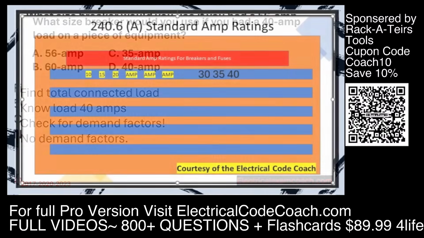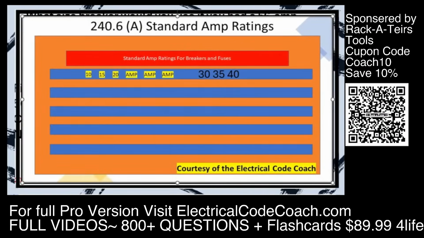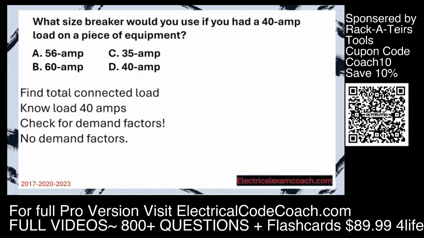We're going to head to table 240.6(A). Even though we feel confident that it's a 40, I want you to always be in the practice of flipping to the table and verifying that you have the correct size breaker. And in this case, we land right on a standard size, so we're going to select 40. And we select D. Great job.